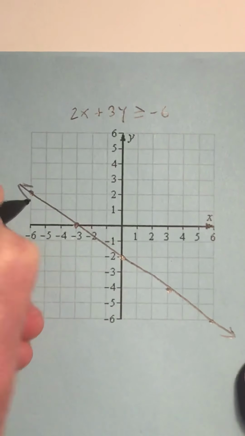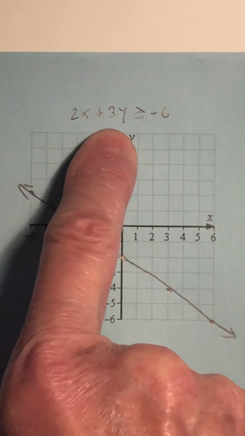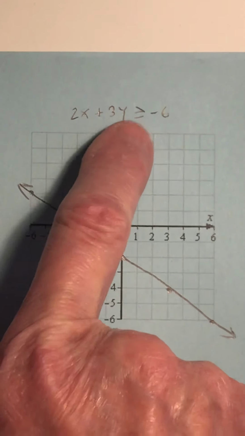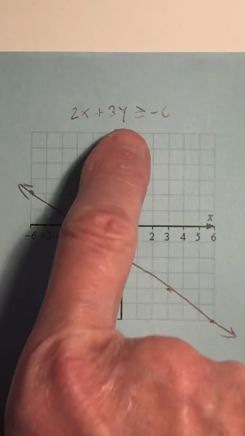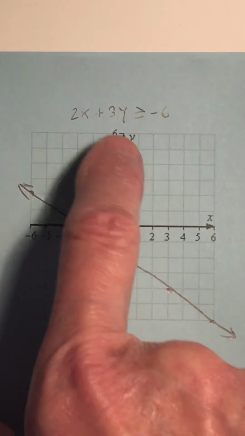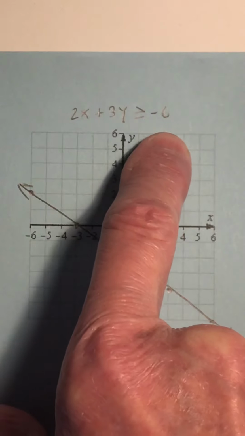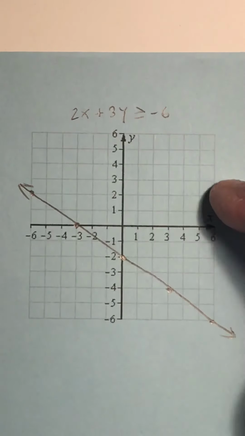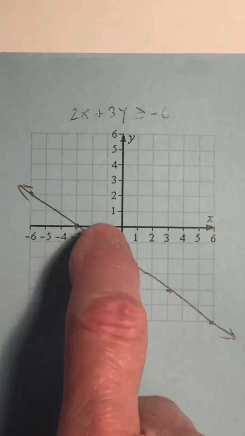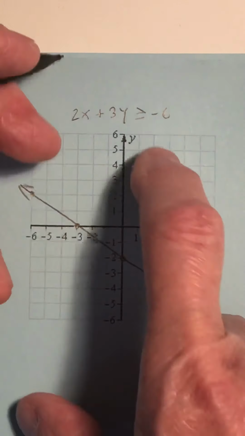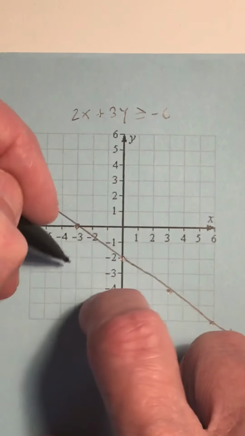Okay. And this is a picture of all the points where 2 times the x value added to 3 times the y value exactly equals negative 6. We also want all the points where 2 times the x plus 3 times the y is greater than negative 6, and that might be the area up here or it might be the area down here. To figure out which one it is, we plug in a point, and if the point fits, then we're on the side to shade. If it doesn't fit, then we shade on the other side.